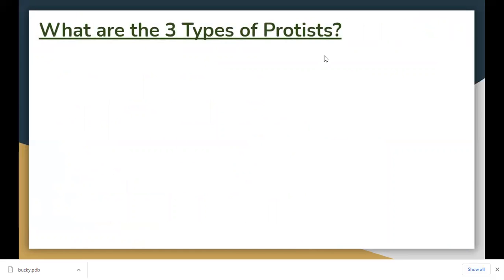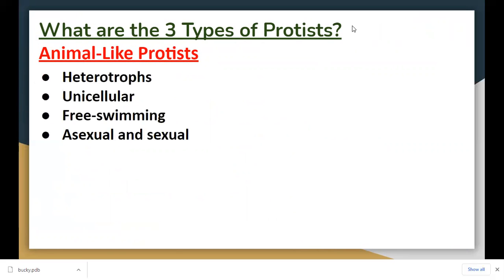So what are the 3 types of protists? Number 1, they are the animal-like protists. They are heterotrophs. What does that mean? They cannot make their own food. They have to eat something else, right? They are unicellular. They only have one cell. They're free swimming. They can move around, and they reproduce either asexually or sexually.